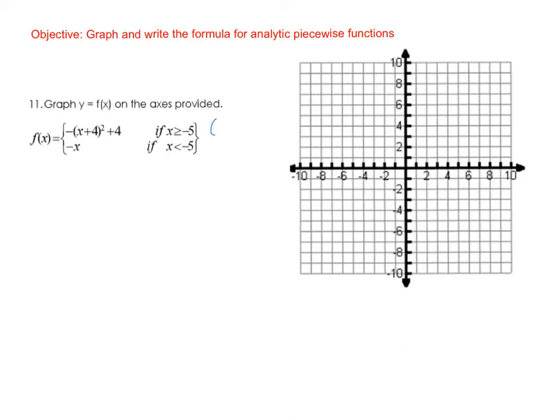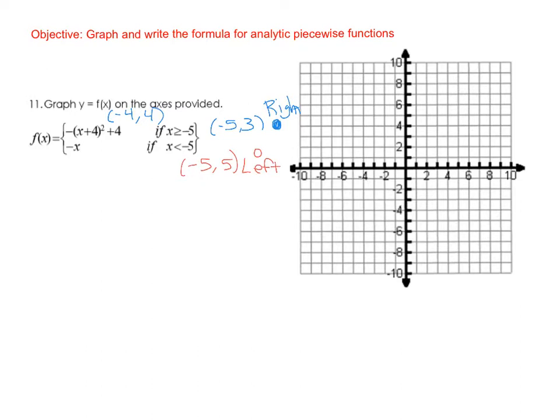So if I plug in -5, what do I get? That gives me 3. Closed circle. Greater than means right. Now, this is a parabola, so I'm also going to write down the vertex point right above the function. That's my vertex. And then the bottom one, I have -5, 5, open circle, and left.